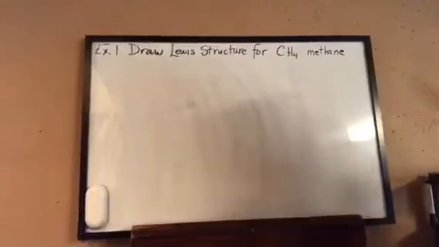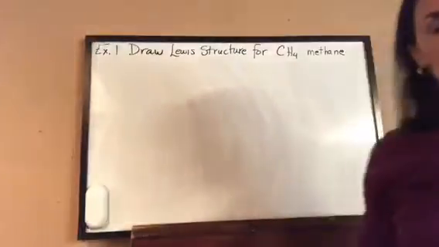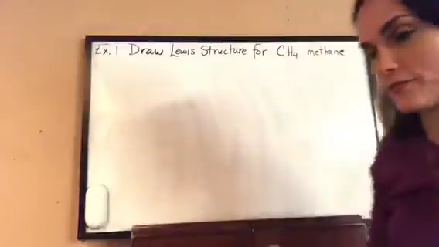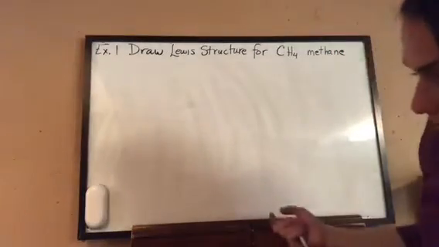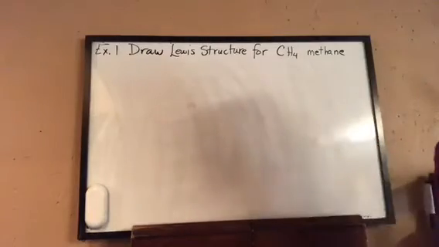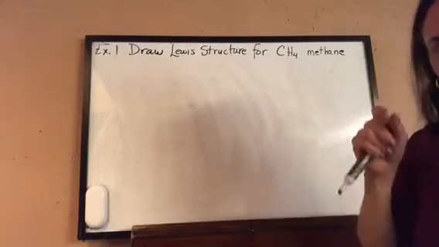We're going to start off with a pretty easy example. Draw the Lewis structure for CH4, which is methane. Methane is in natural gas. If your home is heated with PGW supply, it is methane, natural gas coming through. Let's draw the Lewis structure for this molecule.